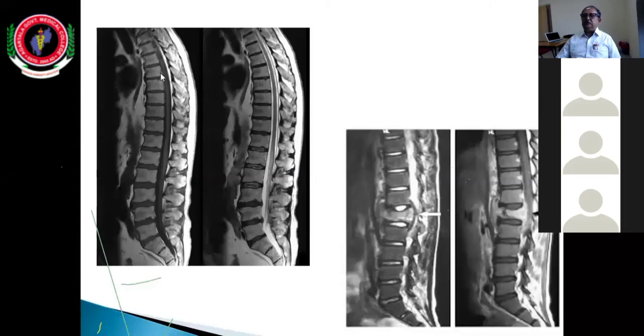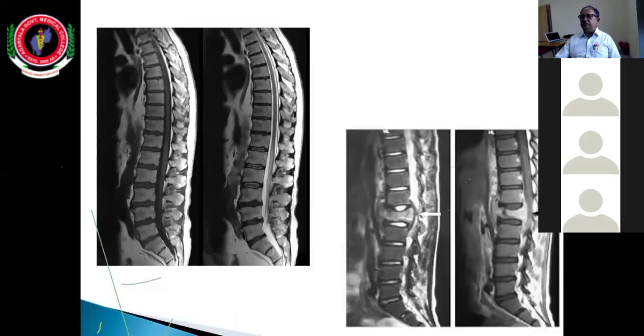This is an image of the spine where there is a protrusion of the discs resulting in extradural compression of the thecal sac. And this is another MR image of the spine showing a compression fracture of the vertebral body, resulting in compression of the spinal cord.